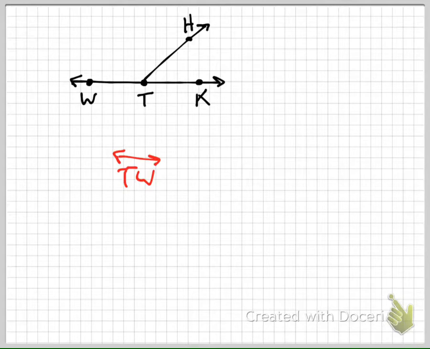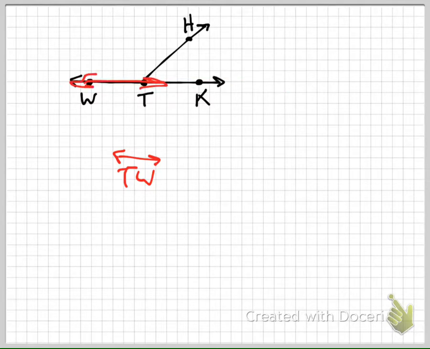Line WT. WT would be one. What else? WK would be one. TK would be one. HT, no, HT is not the same as line TW, right? Line TW, no, line TW is this line right here. It's actually this line, right? Don't you agree? It's that.